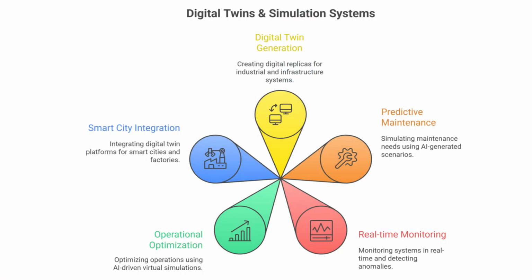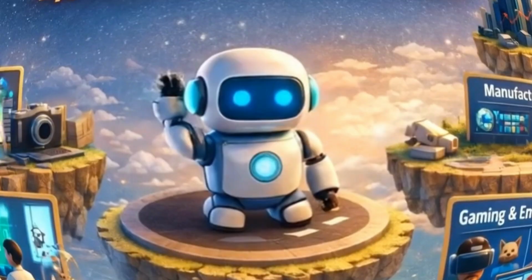Generative AI creates digital replicas of physical systems for monitoring and optimization. These digital twins simulate real-world behavior and predict future outcomes. Industries use them to improve efficiency, safety, and decision-making.